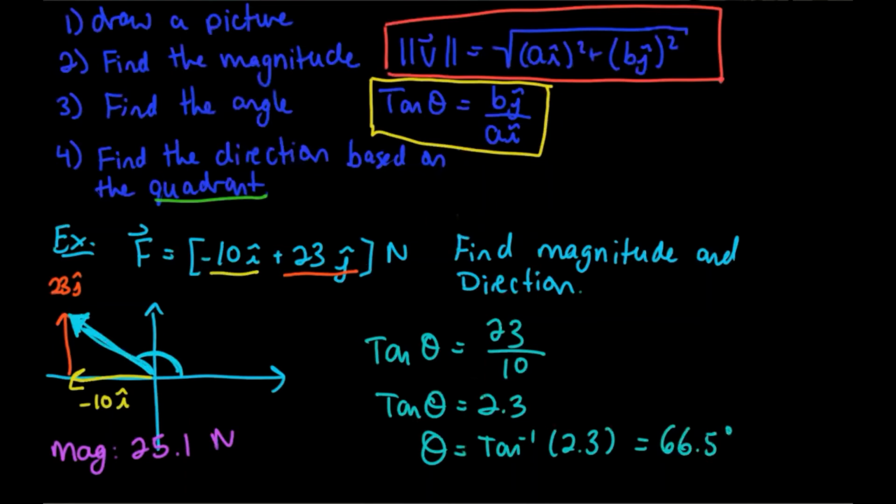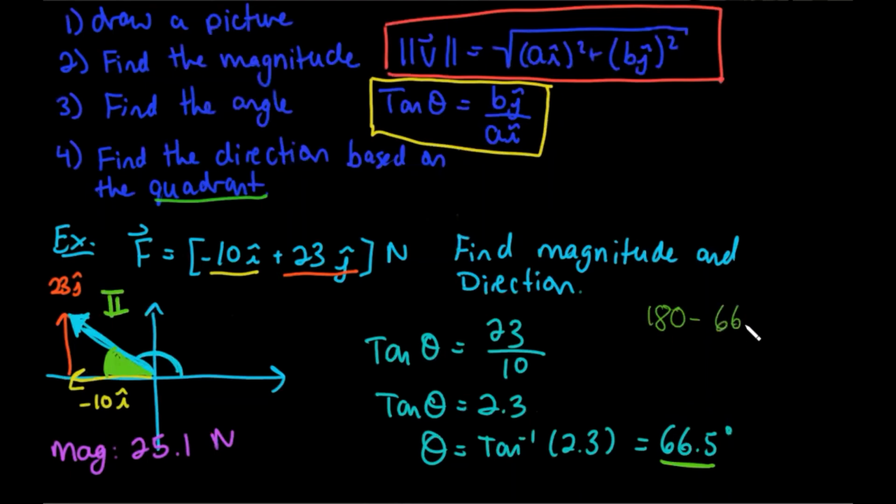Now, this angle right here, this is the angle inside here. I don't want that angle. I want this angle in here. So this is where I have to find the direction based on my quadrant. I'm at step 4 now. So because this is in quadrant 2, I'm going to take 180 degrees minus this angle in here to get the remaining angle here.